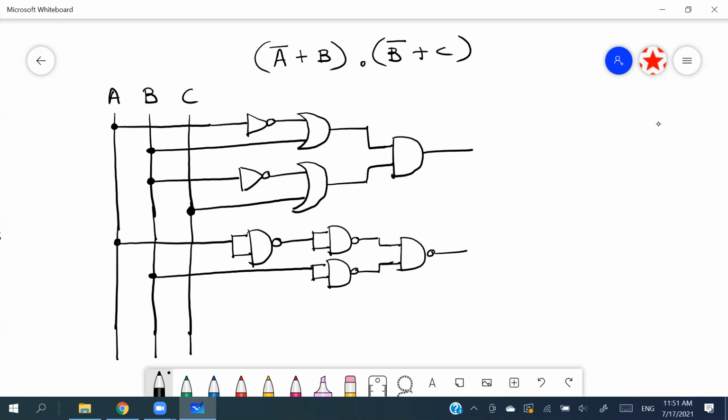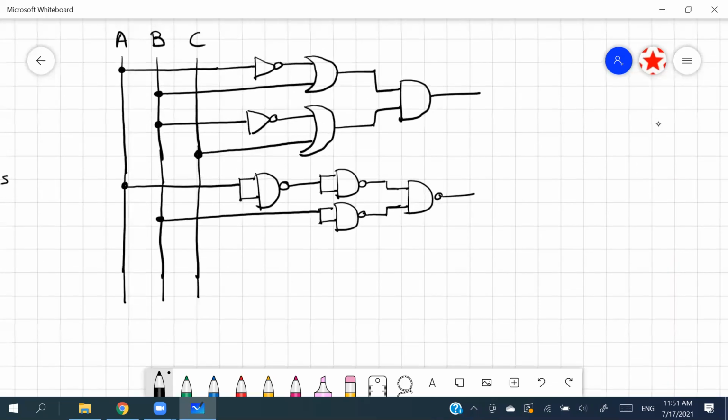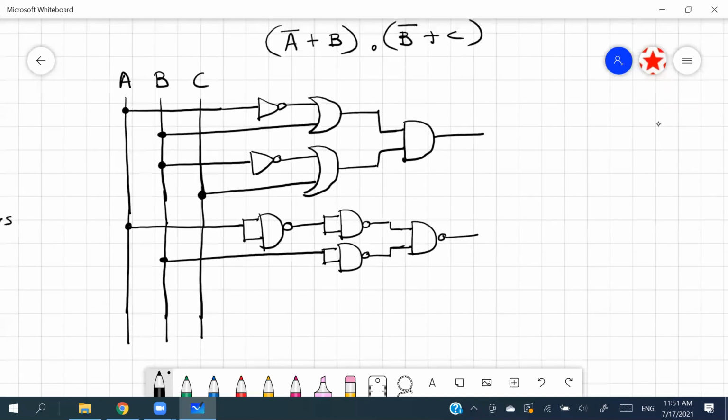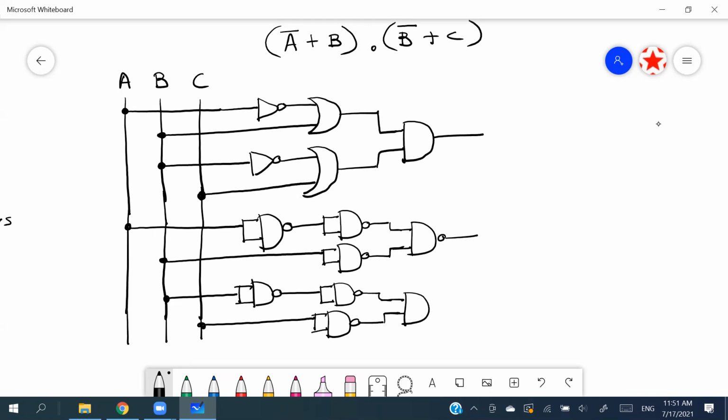And for B bar and C, I'm going to do the same, right? So I'm taking a line from B bar and sending it through an AND gate, and I'm taking it from C and I'm sending it through here, as well as through here, and through an AND gate. So that OR gate is done.